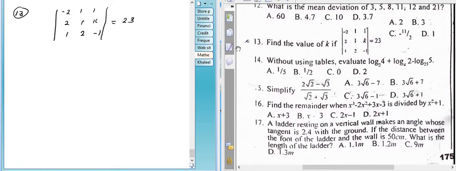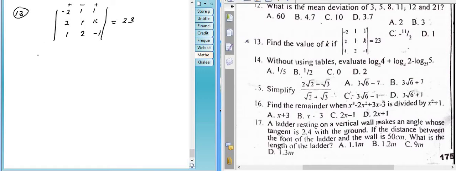Okay, so question number 13 says find the value of k if this matrix is equal to 23. We are given the matrix 2 1 1, 2 1 1, k 1 2 minus 1, exactly equal to 23. So all you need to do is find the determinant of this and equate it to 23. Okay, so we know that the signs are positive, negative, and then positive.